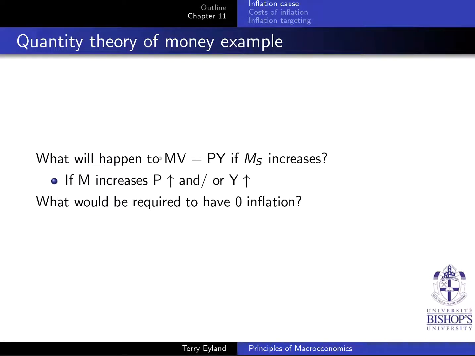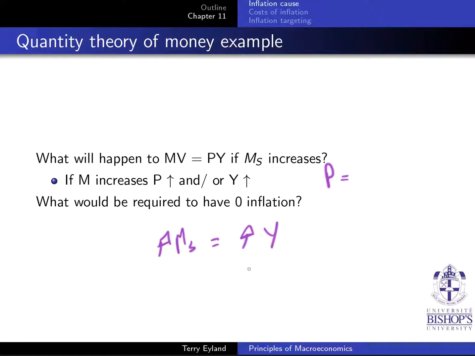So what will happen to MV and PY if the money supply increases? Well, if the money supply increases, it's either because there's been an increase in the prices or it leads to an increase in the output. What would be required to have zero inflation? Zero inflation means there would not be a price increase, it just stays the same. Well, the only way that can happen is if the increase in the money supply is equal to the same percentage increase in output, in real GDP.